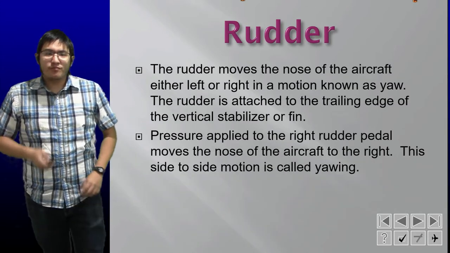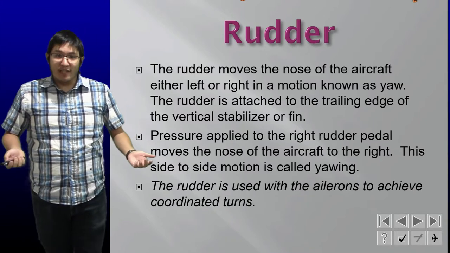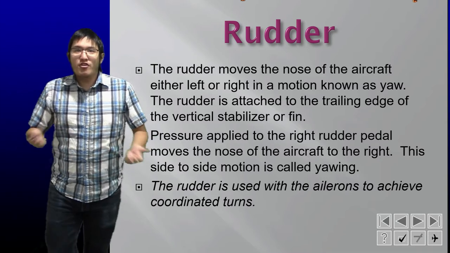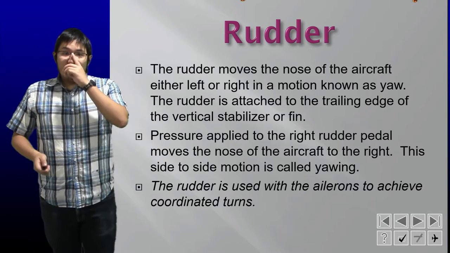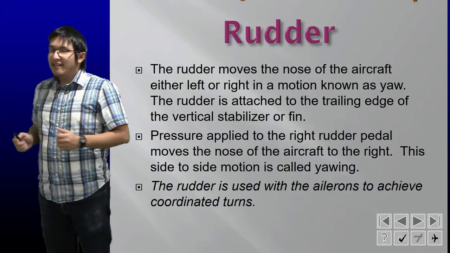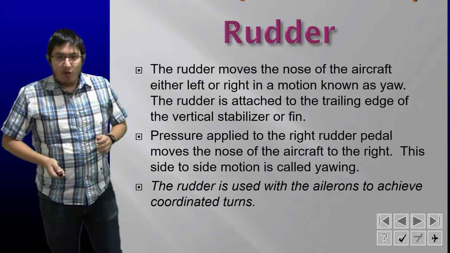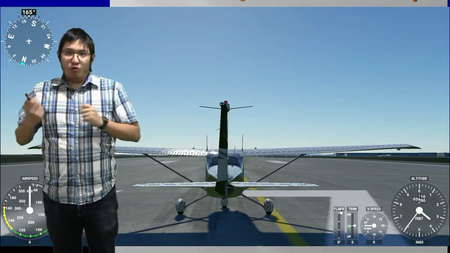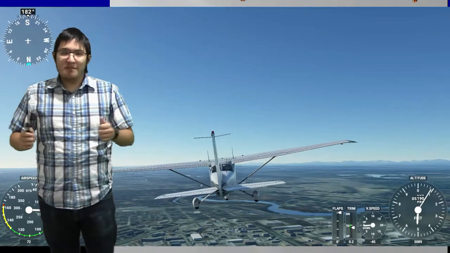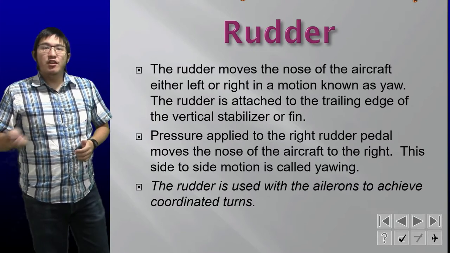The rudder. The rudder is situated in the back of the fin, or the vertical stabilizer, and it moves the nose of the aircraft left and right in the motion known as yaw. So when we push the right rudder pedal, the aircraft will yaw right, and the rudder will also fully deflect towards the right. When we apply left rudder, then the rudder will deflect left and the aircraft's nose will yaw left. Okay, so the rudder is used in conjunction with ailerons to achieve coordinated turns.